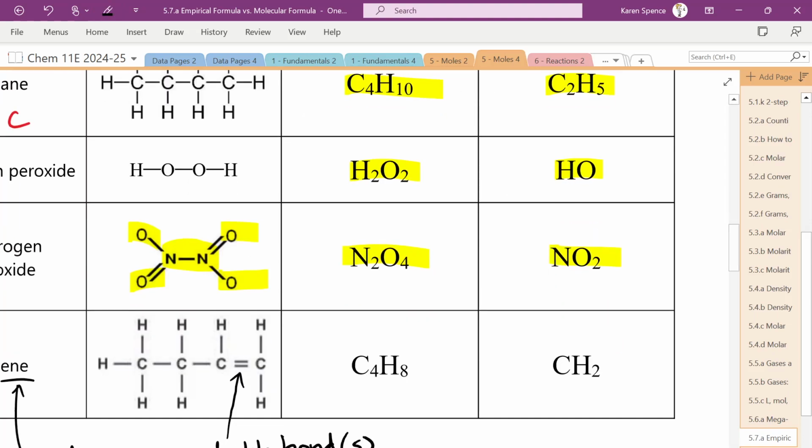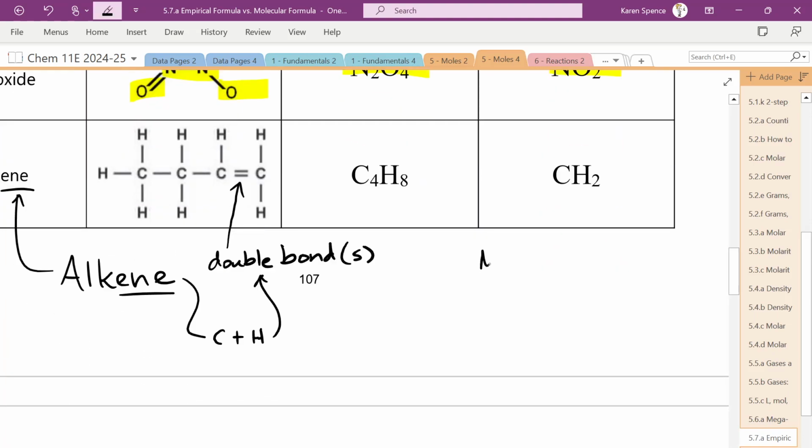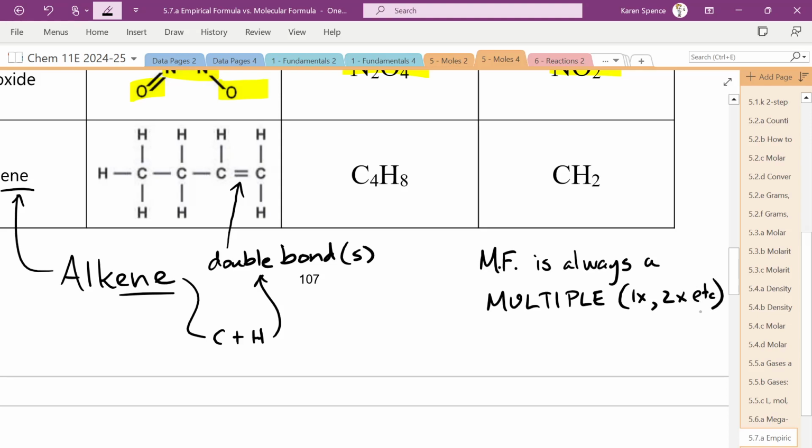Yes? So the molecular formula, I'm going to start calling it MF because it's really irritating to write that all out, is always a multiple, even if that multiple is 1, right? It can just be 1 times, 2 times, etc. of the EF, the empirical formula.